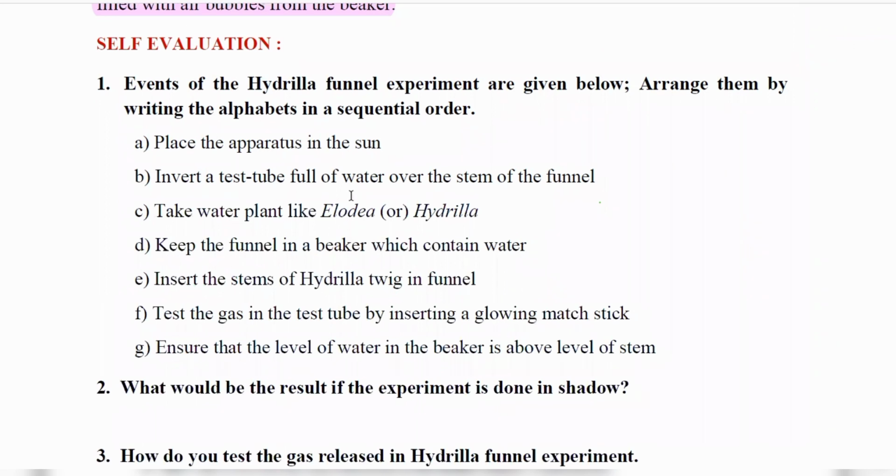Self-evaluation. The events of the hydrilla funnel experiment are given. Arrange them by writing the alphabets in sequential order.